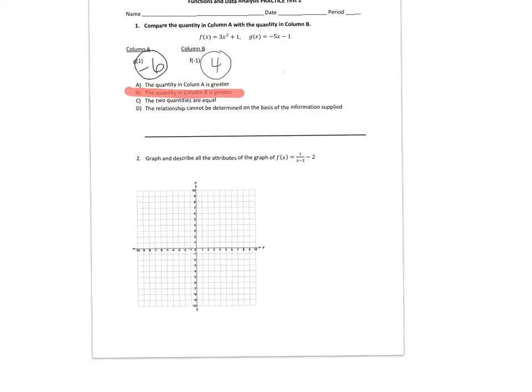Okay, now I'm going to work on number 2 from practice test number 2. Before I cover this problem, I want you to take a look at the equation there. This is a rational equation. It's not linear, it's not quadratic, it's not cubic, it's not exponential, it's not a log. It's rational because you can see that the x is in the denominator, and that's what makes this a rational function.